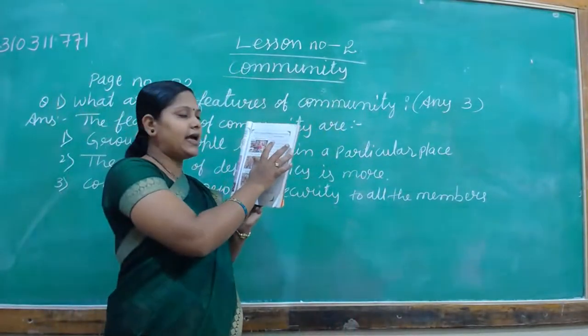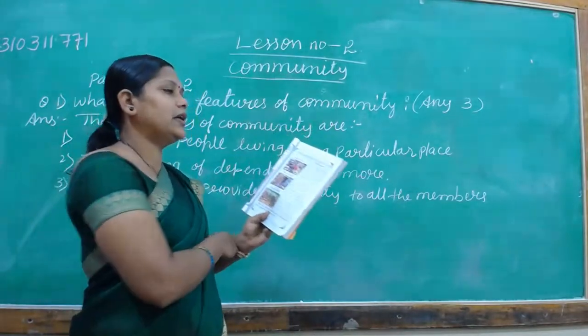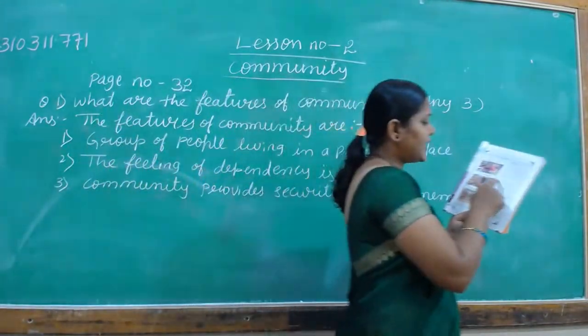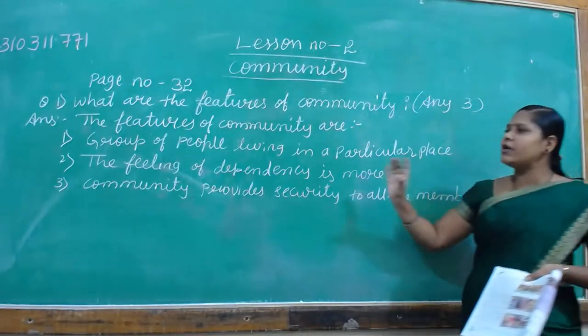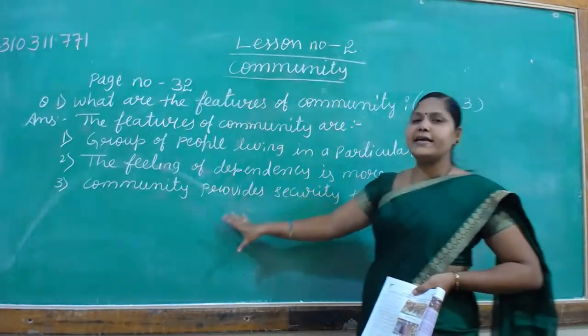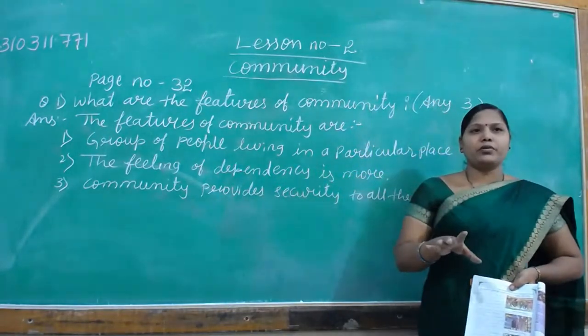Identify the aspect: this is the rural community. And the next one, urban community. See here, you have to write this yourself. Identify the aspect means you only have to see the pictures. You have to identify whatever is in the pictures, and you should write it in the textbook.